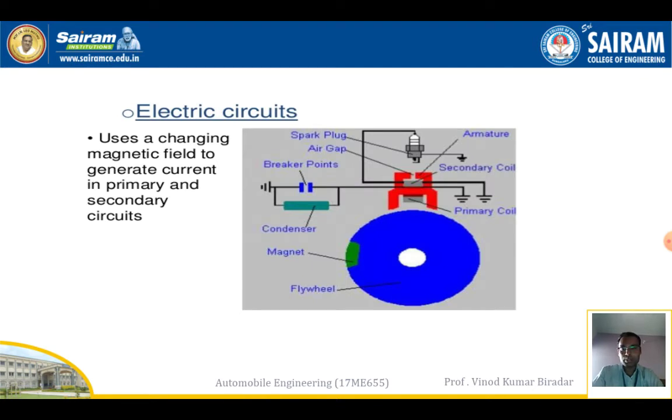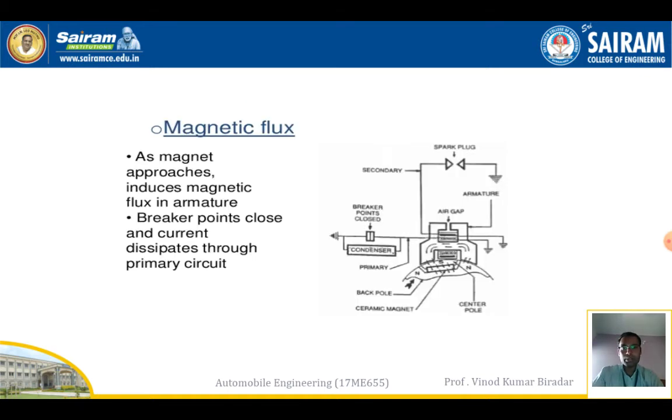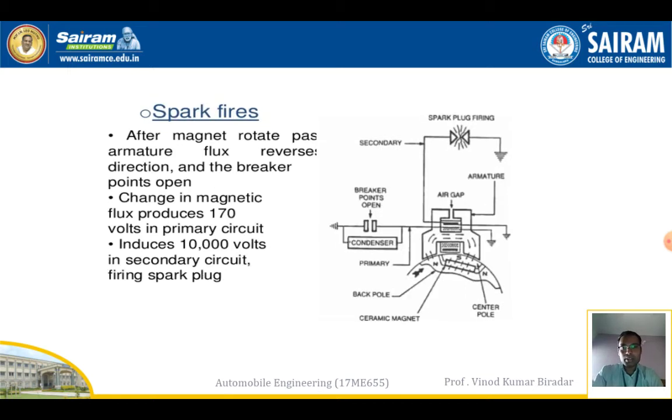To understand this, some three points should be noted. First, the electric circuit helps to change the magnetic field to generate current in the primary and secondary circuit. If you change the magnetic field, it will generate a current in both windings, that is the primary winding and the secondary winding. The second point is that as a magnet approaches, a field is induced in the armature. And breaker points close, so current flows through the primary circuit. As the breaker point breaks down, some amount of current will not flow through the contact, similar to the battery ignition system. And the third one is, spark fires.